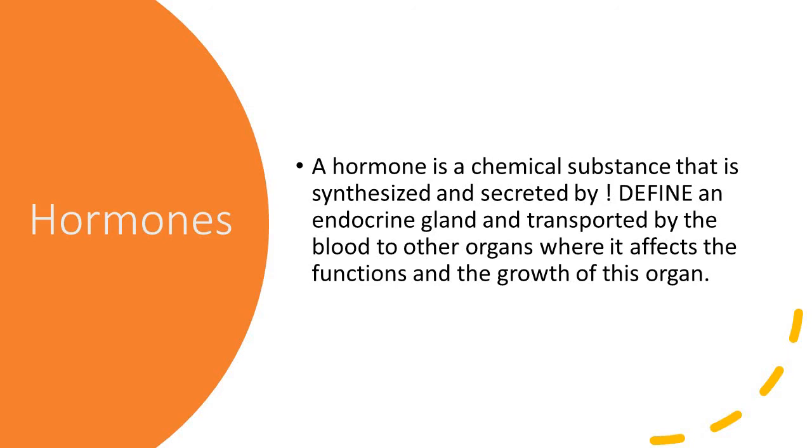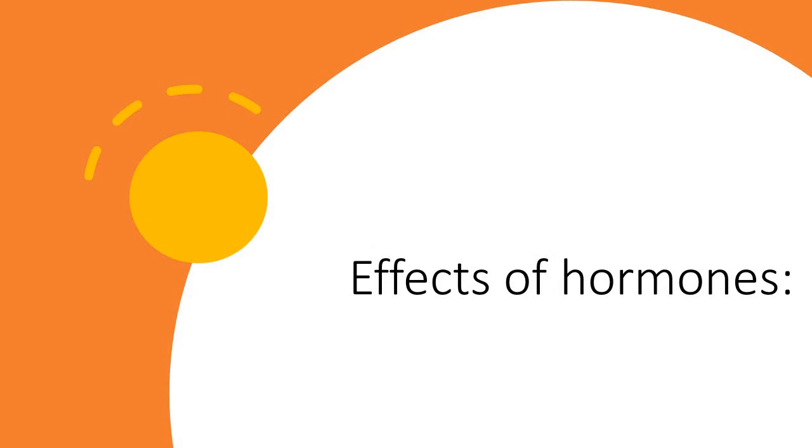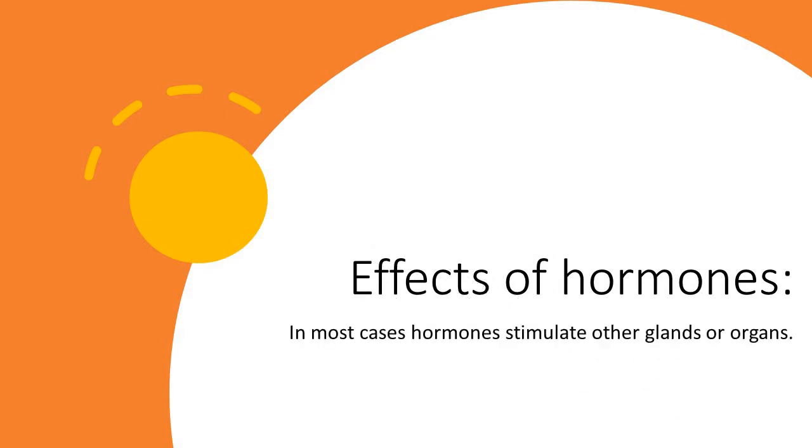These glands secrete the hormones directly into the blood, or through a duct, to help growth and to help do a function. So here, the effects of hormones are on the organs or on other glands, maybe directly on the organs or on other glands to stimulate them.